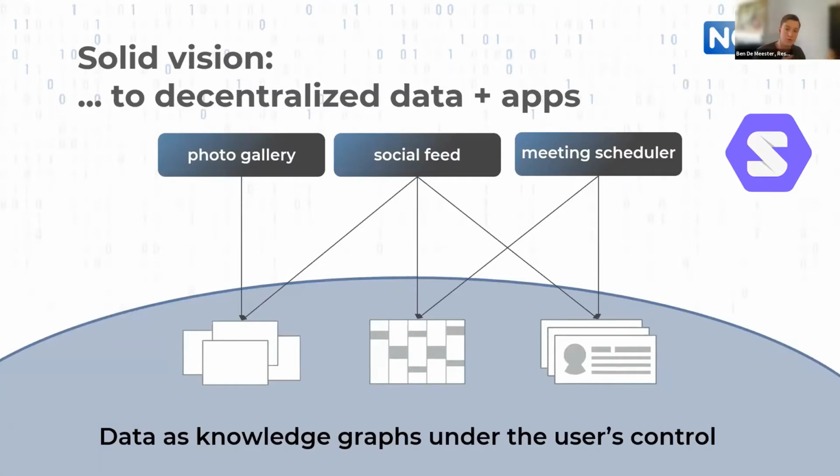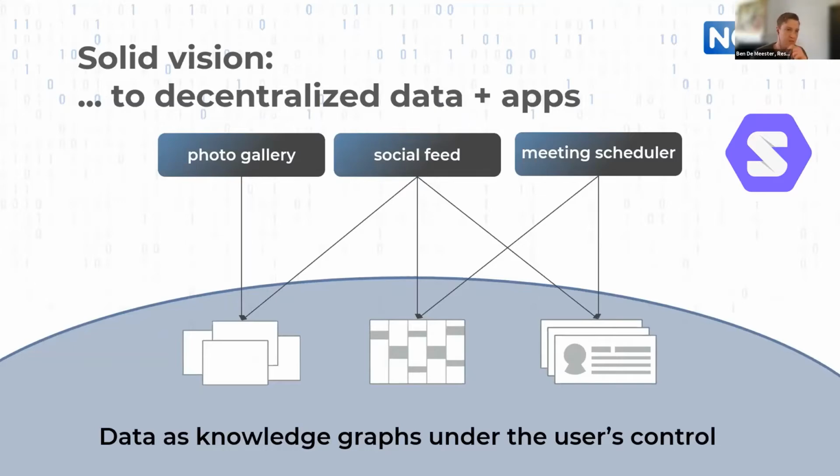So you can have a social feed application that works with your own calendar, your own address book, but you can also have a meeting scheduler app that also works with the calendar, also with the address book, and they can actually work with the same sets of data. And this Solid vision would allow users to break free from their vendor locking.